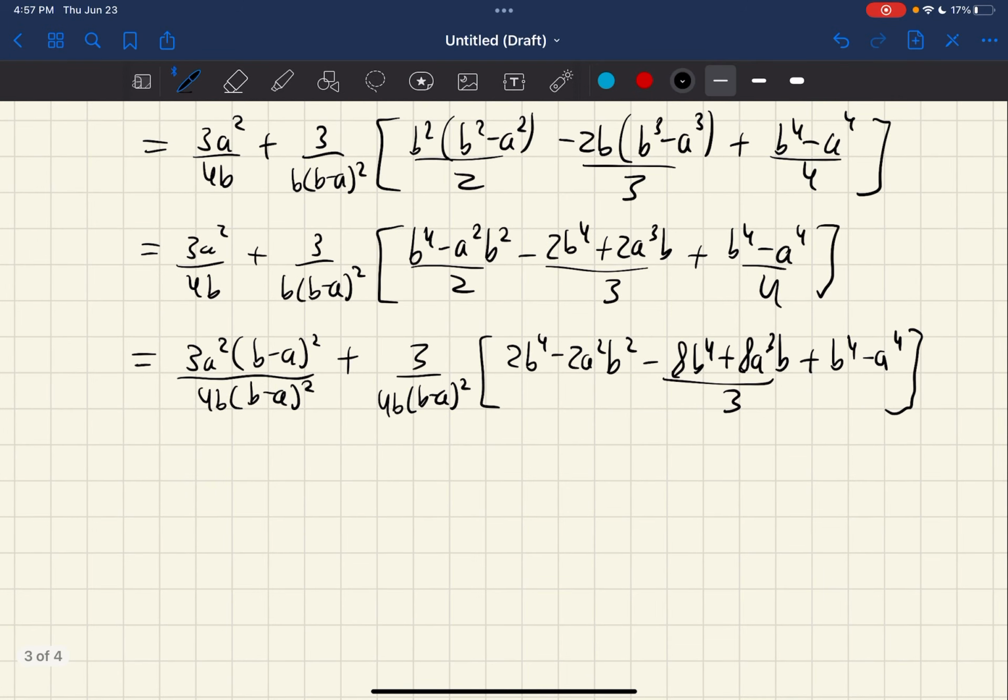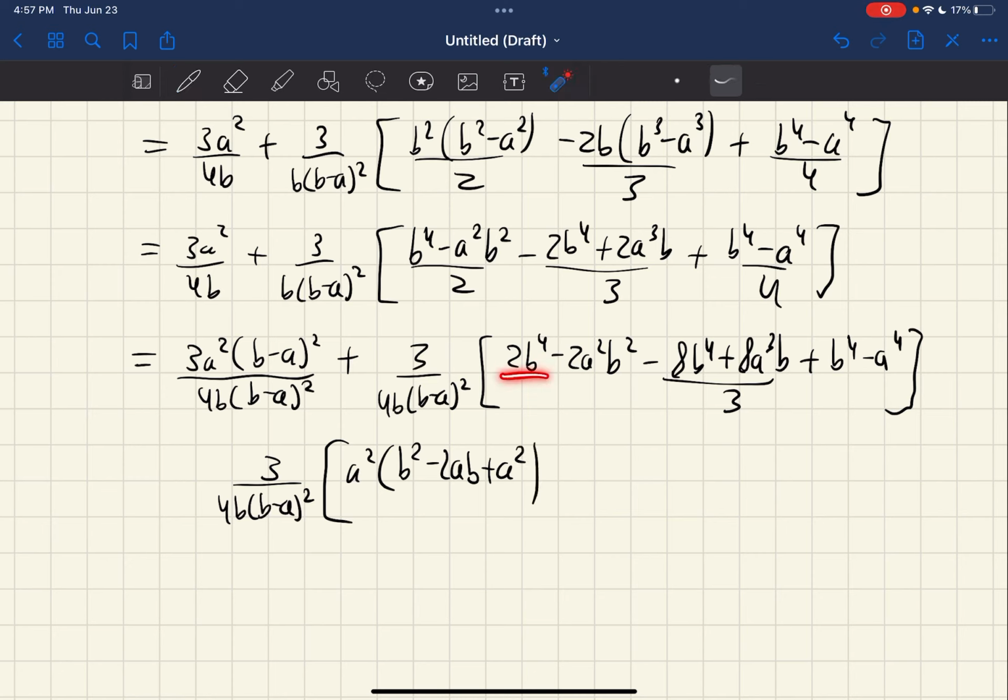And we can go ahead and multiply this a squared by this b minus a squared term right here, and then combine this 3 over 4b times b minus a squared, because we see that in both terms. So we're going to have a 3 over 4b times b minus a squared, all multiplied by a squared times b minus a squared, which is just b squared minus 2ab plus a squared. And then this 2b to the fourth adds with this b to the fourth to be 3b to the fourth, and 3b to the fourth minus 8b to the fourth over 3 is just b to the fourth over 3. So we have b to the fourth over 3 minus 2a squared b squared plus 8a cubed b over 3 minus a to the fourth.